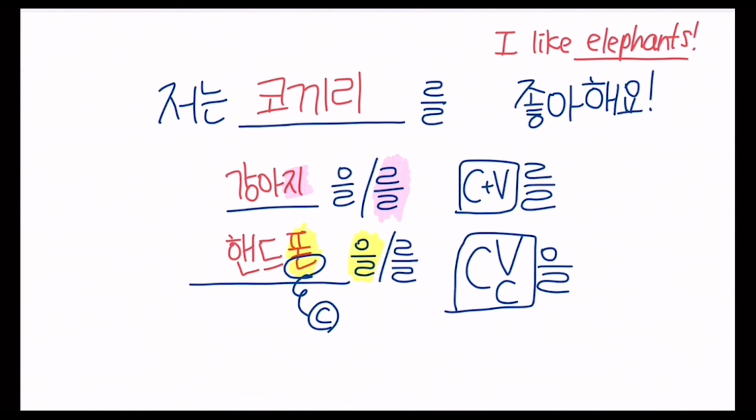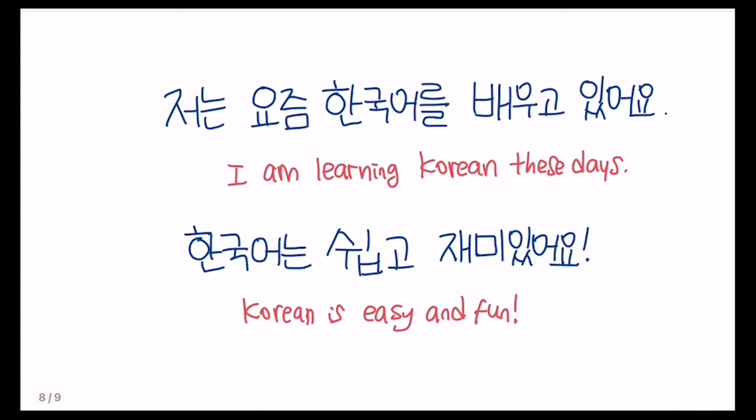Alright, so next one. 저는 요즘, I, 요즘 means these days, 한국어, Korean. Remember what we just learned, right? Consonant, vowel only, then we use 를 배우고 있어요. 한국어, this is the Korean language, 는 쉽고, so this means and. Easy and fun.